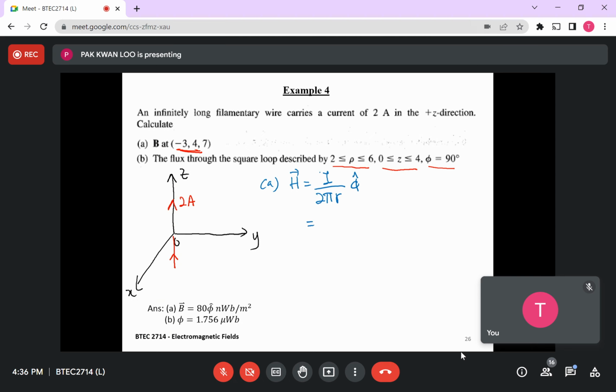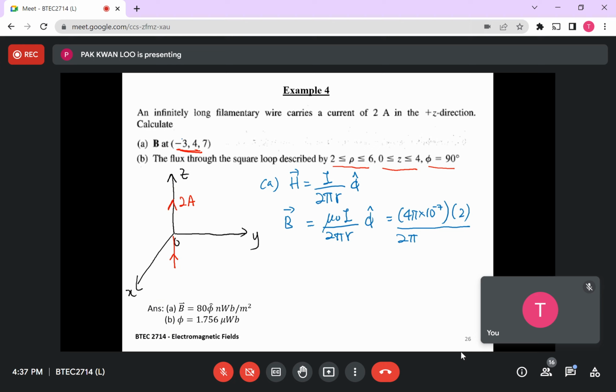So I is 2 ampere. Therefore B is mu naught I over 2 pi R. So mu naught is 4 pi times 10 to the power of negative 7, the current is 2 ampere, over 2 pi R. Okay, R is the radial distance measured from the current element, which means the perpendicular distance from the current element to this point.